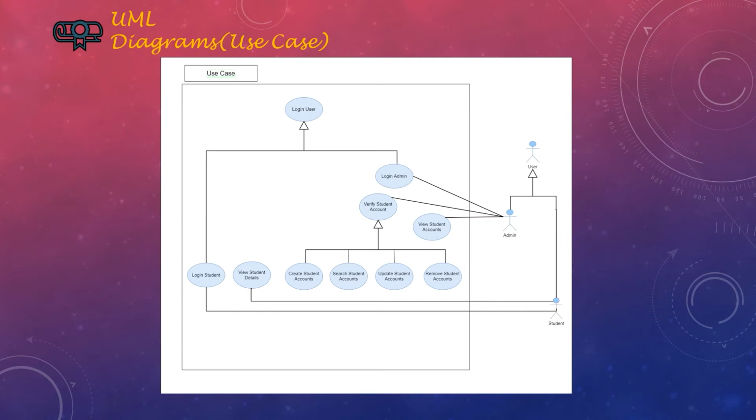Next we will see the functionalities of the student. The student can log in, which means the student can log in as a student in our system. Then the student can view student details, which means they can view their specific personal details that exist in our system. Next we will proceed to our activity diagram.